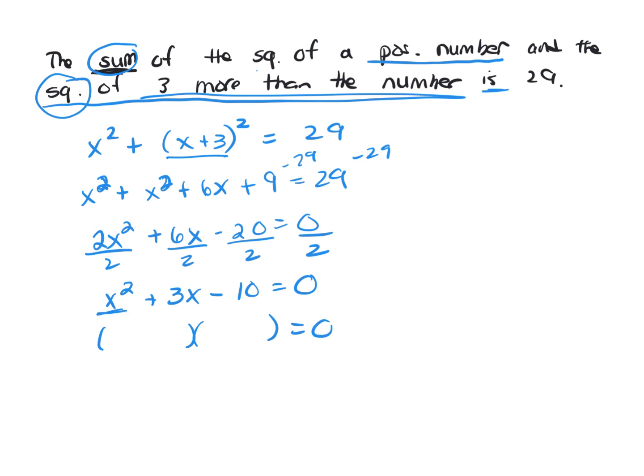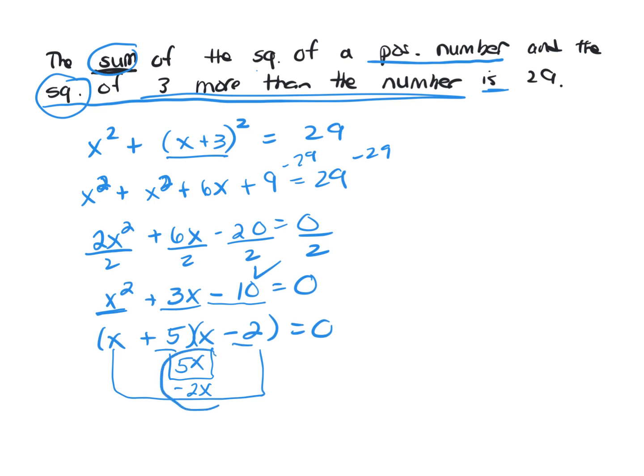And we know what times what gives me x squared. Well, that would be x times x. And what times what will give me negative 10 and add up to a positive 3. And that's going to be plus 5 and a minus 2. Positive 5 times negative 2 gives me negative 10. And then make sure you get 3x. So multiply your insides and multiply your outsides. And if you combine those, you get 3x.